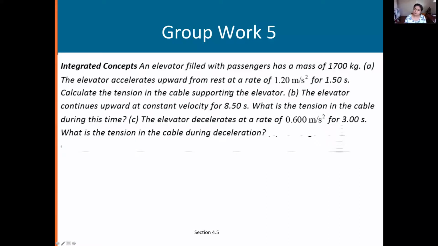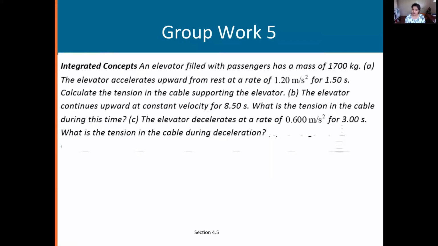Group work 5, a problem based on this chapter. Let's read it. An elevator filled with passengers has a mass of 1700 kilograms. Part A: the elevator accelerates upward from rest at a rate of 1.2 meters per second squared for 1.5 seconds. Calculate the tension in the cable supporting the elevator. Okay, then we come to the other parts a little bit later on.